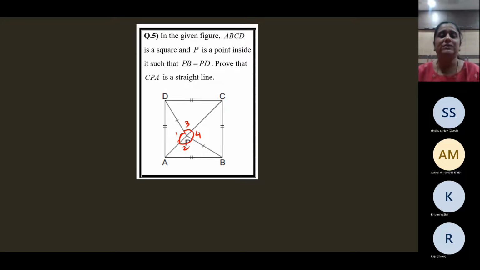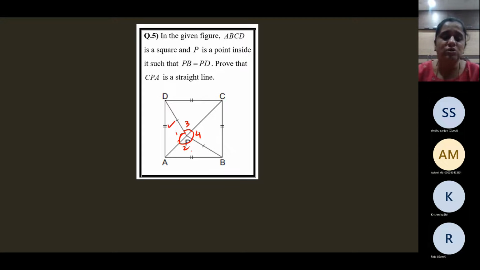So how to show that CPA is a straight line? To show that CPA is a straight line, I've changed the numbers, children, because I've marked it like this. I've just changed the numbers, nothing else. So by this marking, I have to prove that 1 plus 3 is equal to 180 or 2 plus 4 is equal to 180. Very simple proof.